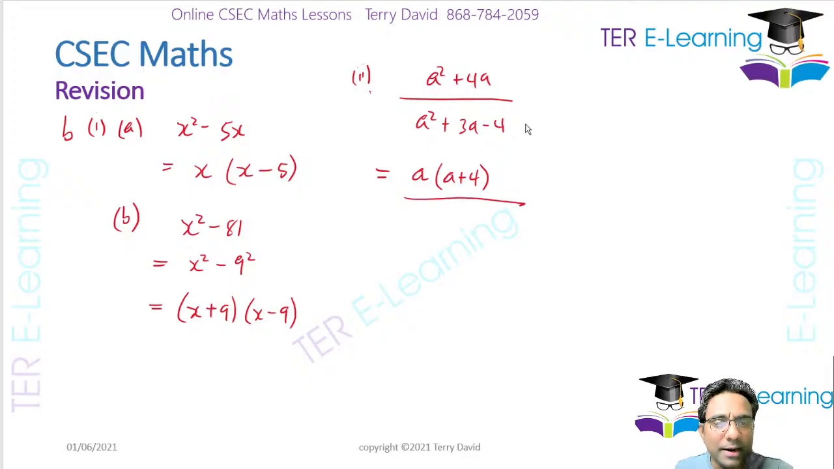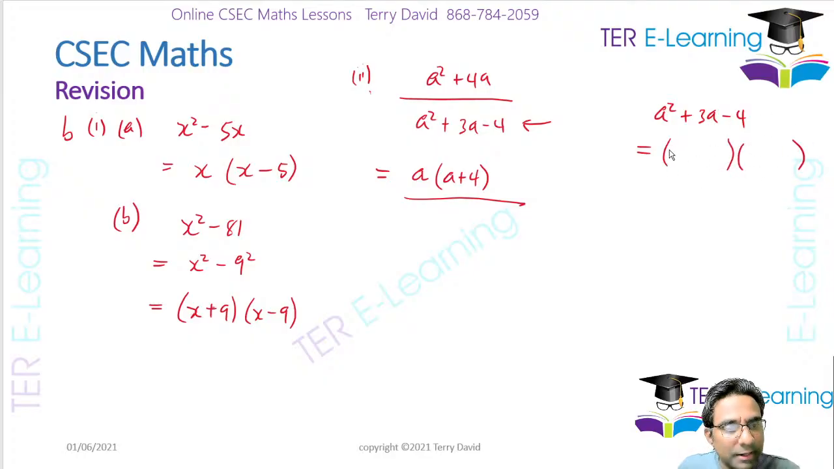Now the bottom part here, that's a quadratic, right? So you really want to factorize a squared plus 3a minus 4. Now guys, I'm not going to just use the sum and product here. I'll leave you all to work that out. I'm going to just look at it and factorize it. So if I'm looking at it and factorizing it here, I know I must get two brackets. If I want to get a squared, that tells me that a has to be here and a has to be here.